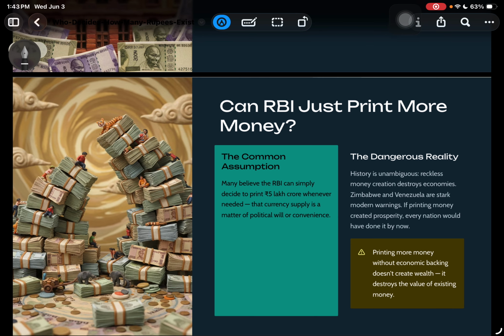So, can RBI just print more money without any solid foundation? A common assumption is RBI can simply one day wake up and decide to print 5 lakh crore whenever they need. They could use that currency supply for political will or just for convenience. But the number of how much currency needs to be printed, it's not that simple. Why? Because it could have adverse situational circumstances ahead of that.